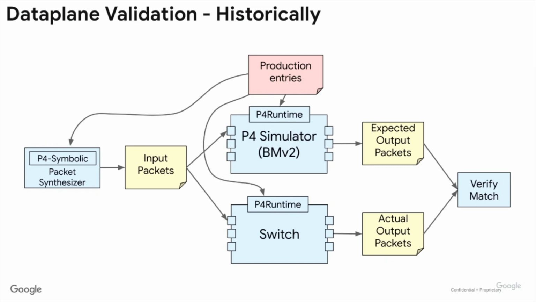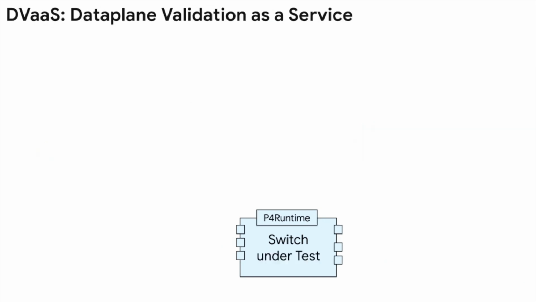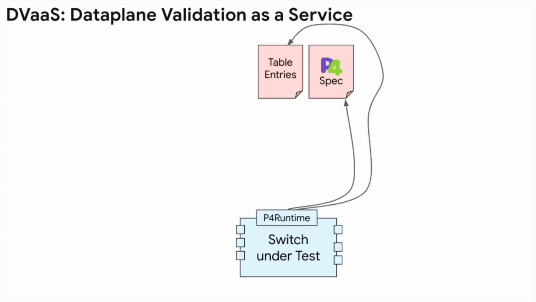And one thing we definitely need is the switch under test. If we don't have a switch under test, there's very little we can do. And so now we thought about what can we actually get just from having the switch under test? Well, it turns out more than you might imagine. From the switch under test, we can read back the P4 specification that is used to configure it and the table entries that are on it.